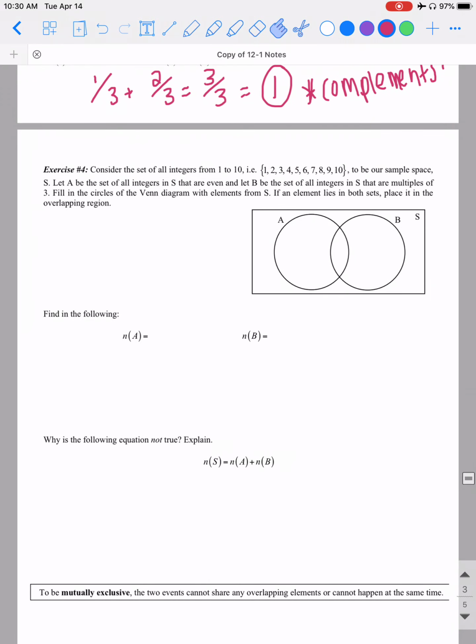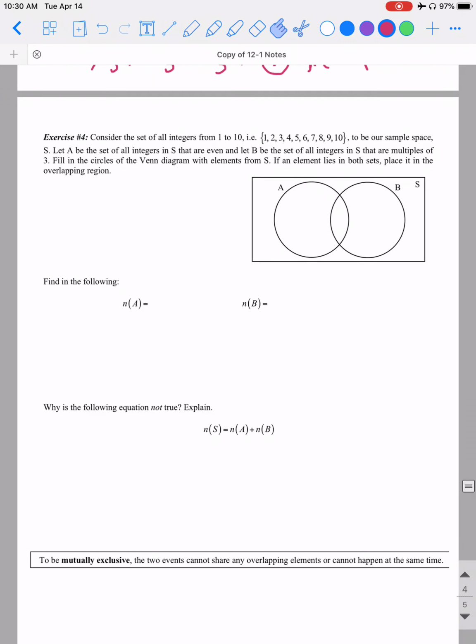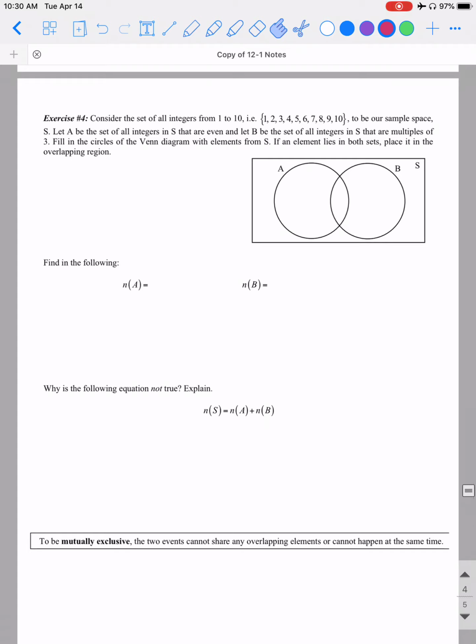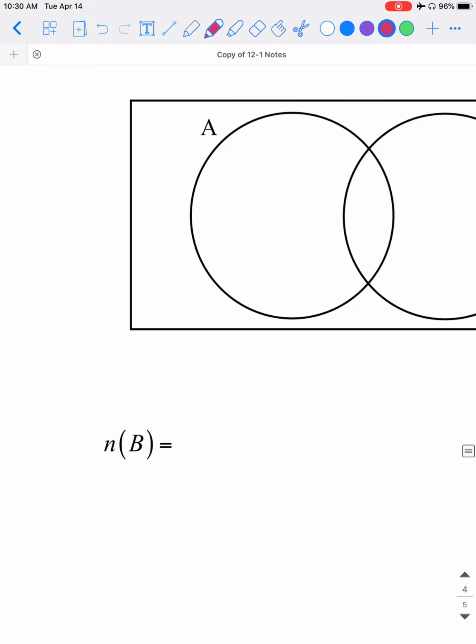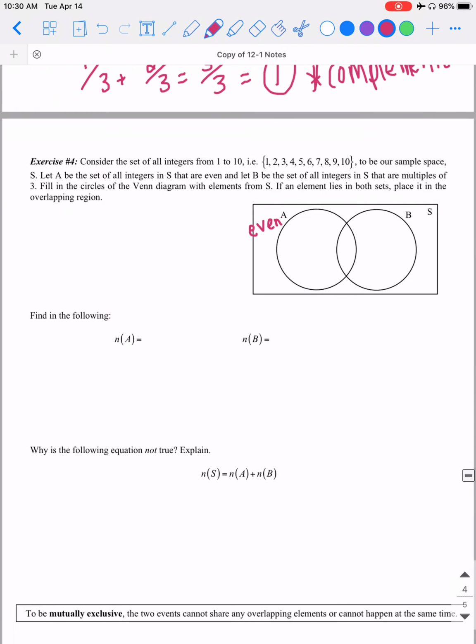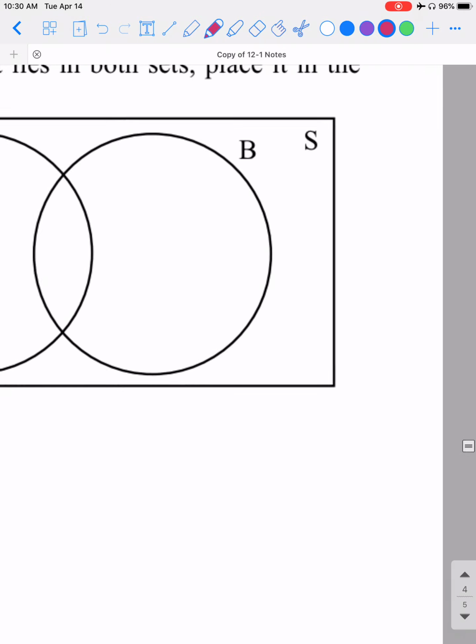All right, and this last example I'll go through. So example 4 has all of the integers from 1 to 10 in their sample space. We want A to be the set of all integers that are even. So we can make a note here. A is going to be the even integers, and B is going to be all integers that are multiples of 3.